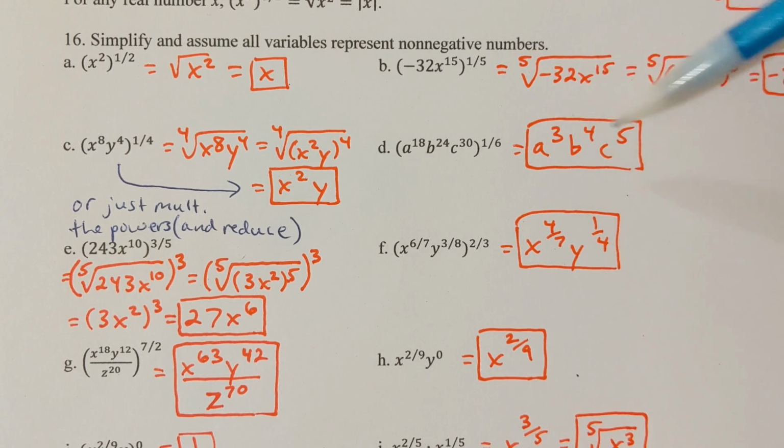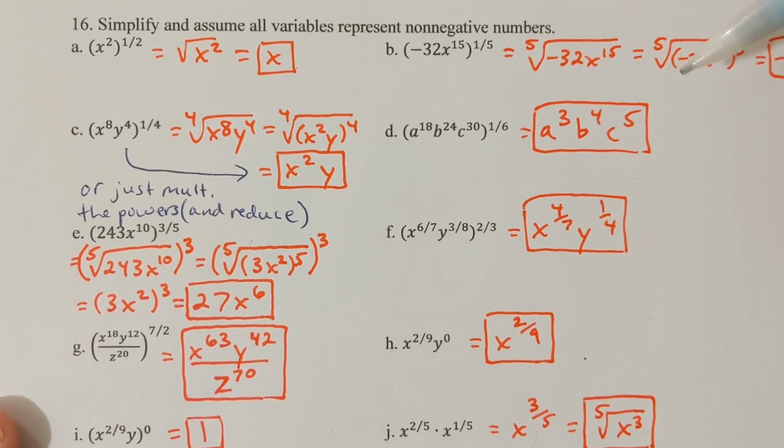Of course, I could look at it as a radical calculation also. I'd have a 6th root of something to the 6th power. That something would be this guy here, a cubed b to the 4th c to the 5th. I'd still get the same answer if I were to go through the calculation using radicals.